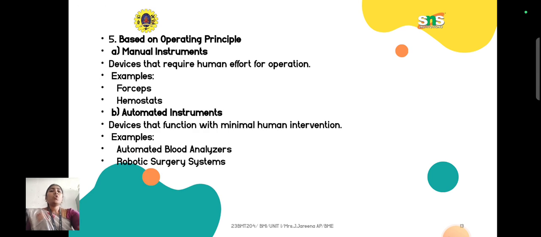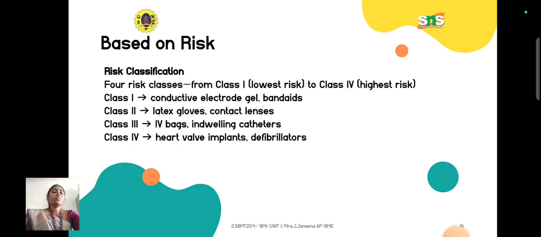Next one is based on operating principle. Operating principle in the sense of whether you are operating manually or automated. Based on that, you have two types. Manual means the device requires human effort for operating the system, or the device functions with minimal human interaction. That is the automated instrument. Examples of manual are forceps and hemostats. Automated are the automated blood analyzer and robotic surgery.